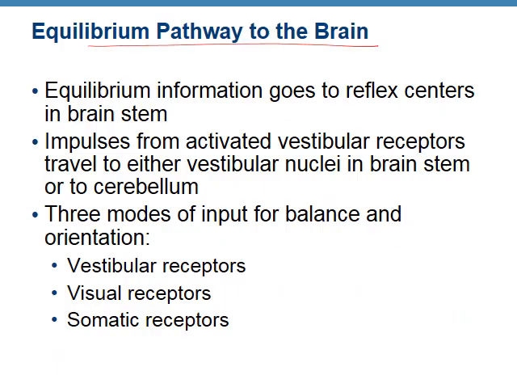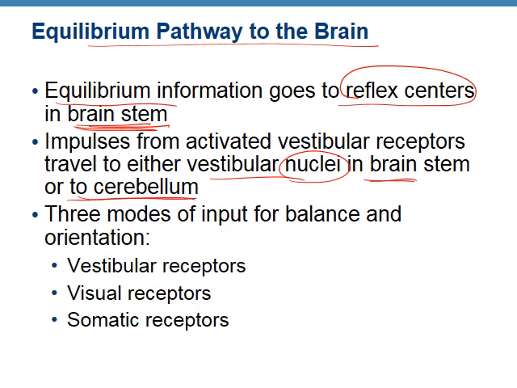Equilibrium pathway to the brain. How do we get this information? So equilibrium goes through reflex centers in the brain stem. Eventually, those impulses are going to travel to the nuclei within the brainstem or to the cerebellum. Remember that the cerebellum also has the ability to coordinate movement. We said the ability to throw a ball, or the ability to hit a ball as it's moving towards you. That's your coordinated movements. That's your cerebellum.